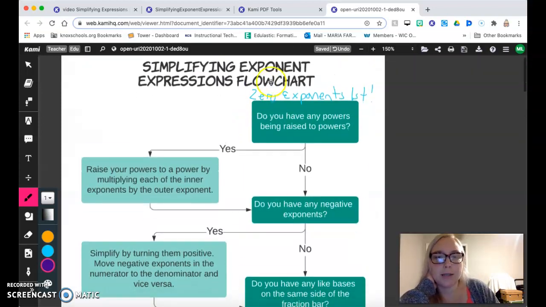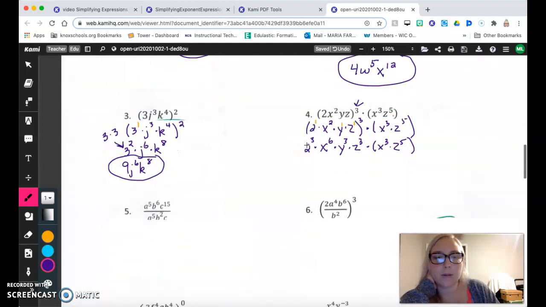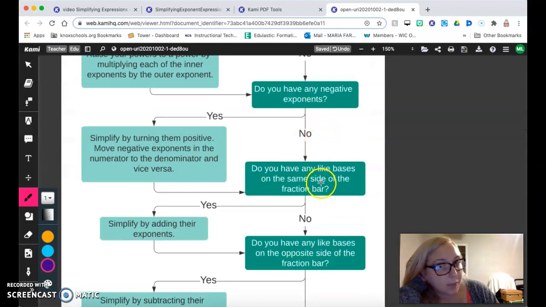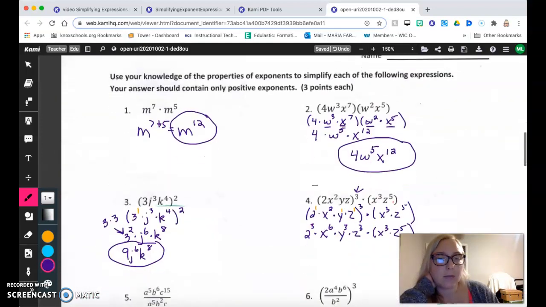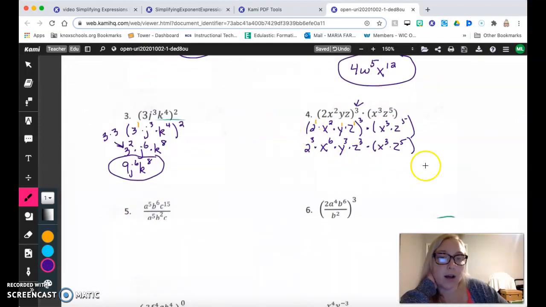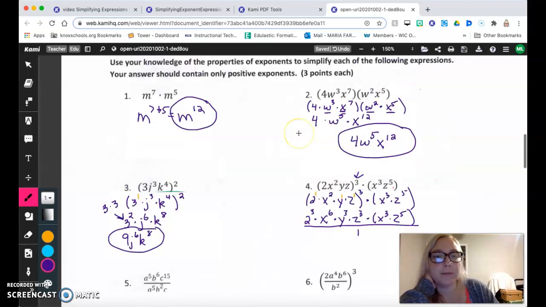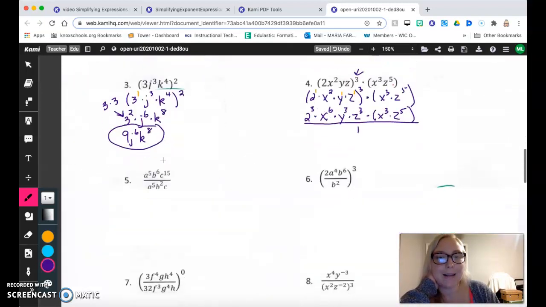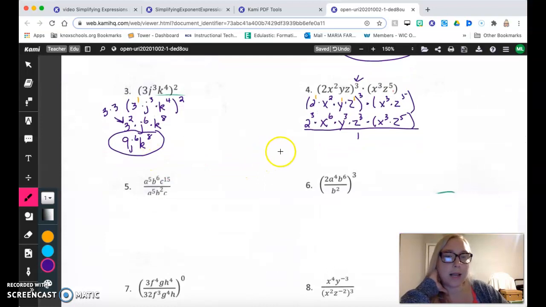Our flow chart says next, do we have any negative exponents? We don't have any negative exponents there to worry about. So we would go to the next part, which is, do we have any same bases on the same side of the fraction bar? Remember, if there's not a fraction visible, there technically is an invisible 1 underneath all of that. So all of this would be on the same side of the fraction bar. If it's on the same side of the fraction bar, it says simplify the same bases by adding their exponents. You can only do the same bases.